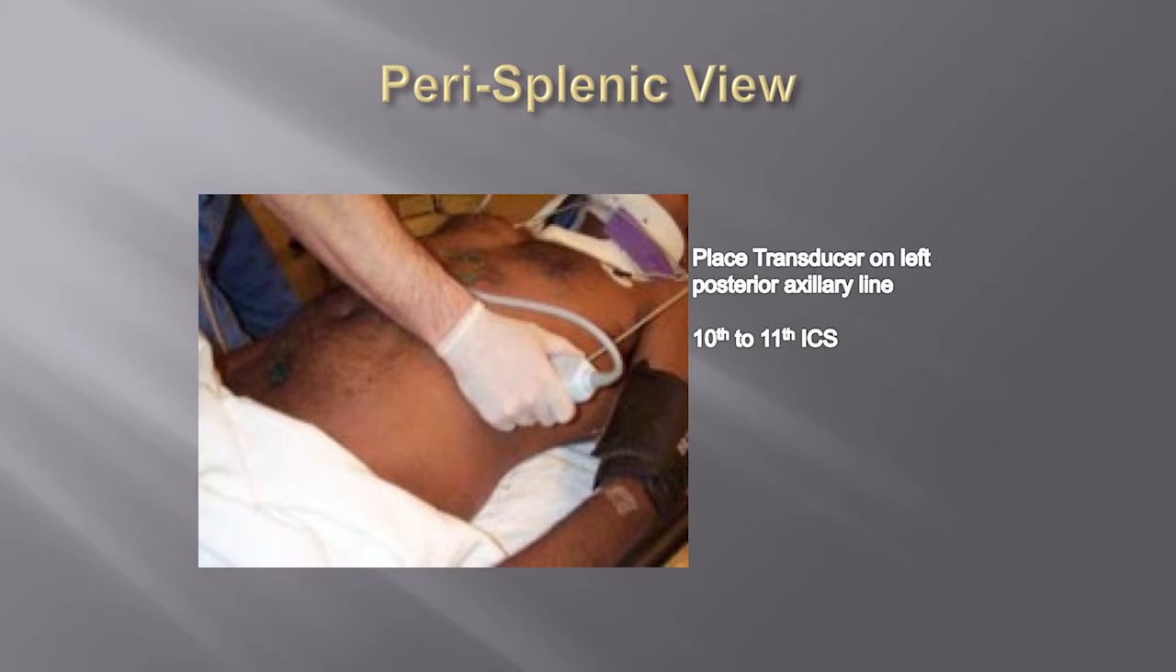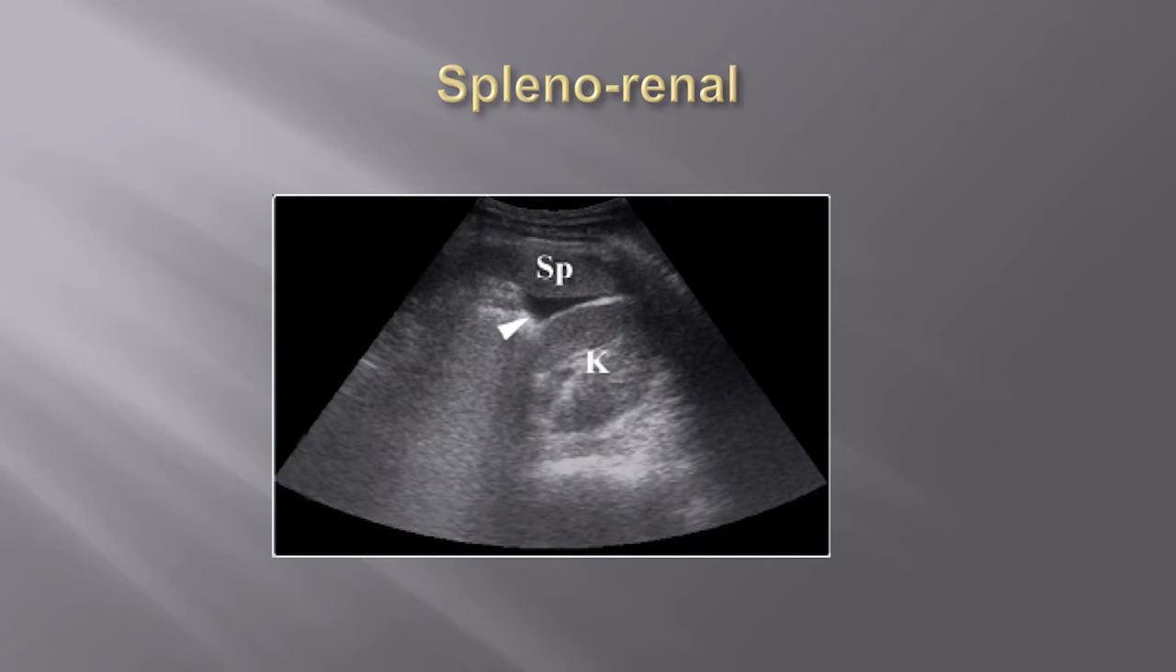Spleen is a little higher up than liver, so intercostal space 10 and 11 is where one is going to put the transducer, all right? And of course, there's your image there. Tiny little spleen. There's blood there, and there is kidney there, all right?